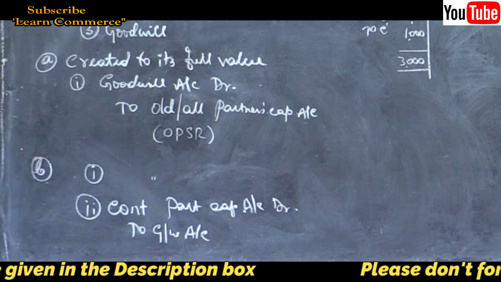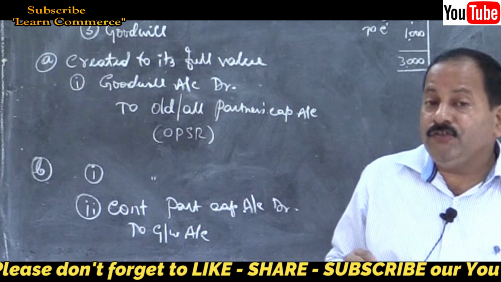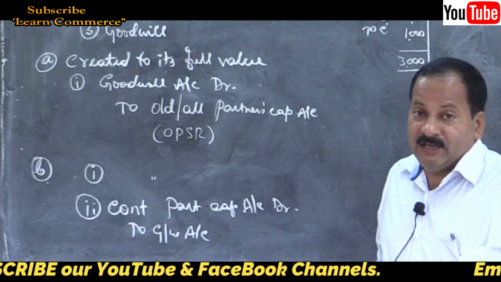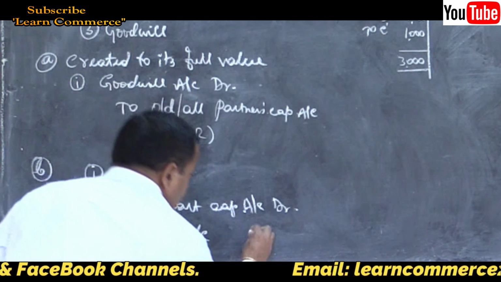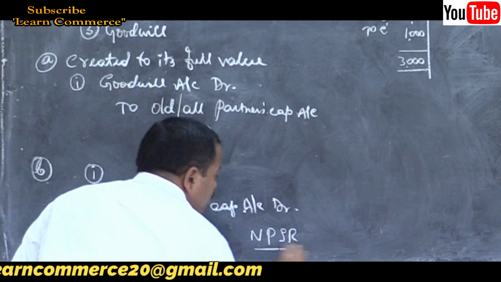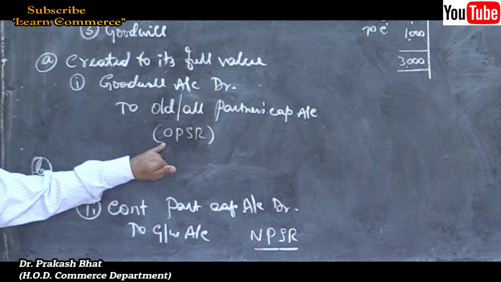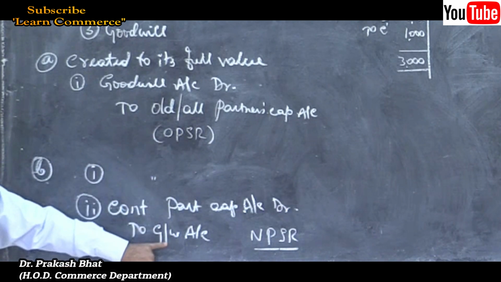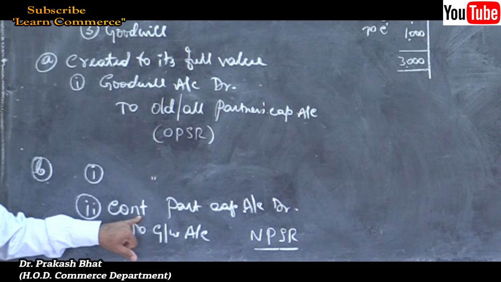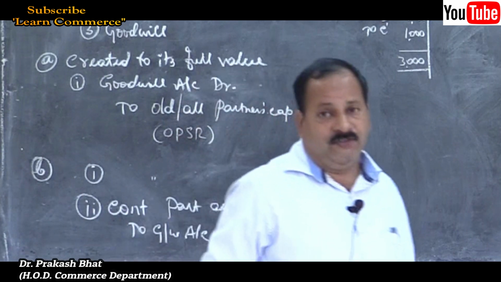This is the entry for writing off. Remember, the ratio which should be used here is the new profit sharing ratio. While creating goodwill we will use the old profit sharing ratios of the partners, but while writing it off we will debit the continuing partners' capital accounts only, in their new profit sharing ratio.